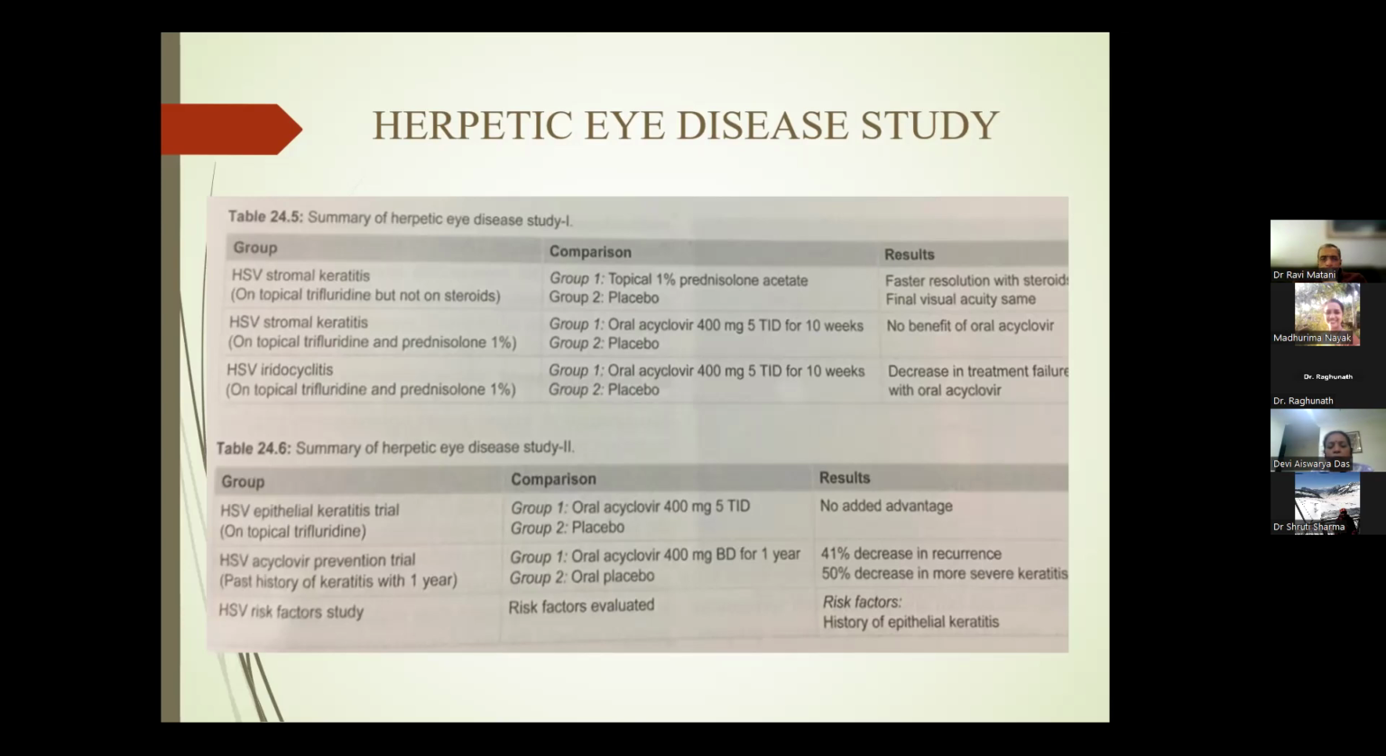Then the HSV acyclovir prevention trial: a past history of keratitis within 1 year, oral acyclovir 400 mg BD for 1 year versus the placebo. There was a 41% decrease in the recurrence and a 50% decrease in more severe keratitis. But we must remember that this was during the period of prophylaxis. Beyond that 1 year, once you stop the prophylaxis, again the patient is equally prone for both. But the only thing is that for a 1 year period, you can get out of that infection inflammation cycle.